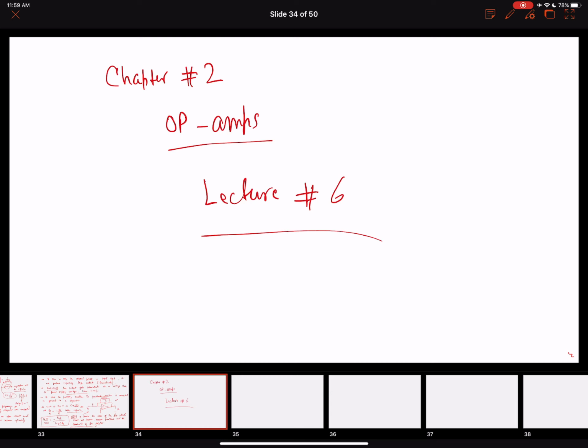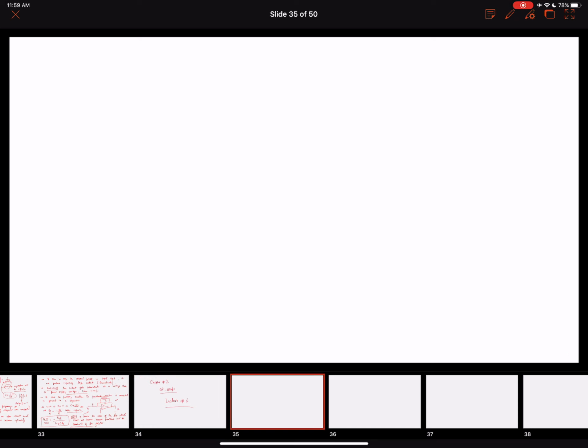We are talking about applications of the inverting configuration, and today we are going to discuss the last application and then we will move to the non-inverting configuration. In the last lecture we talked about how we can do the time integral of an input signal using the inverting configuration. Today we are going to talk about how we can do a time differentiation of the input signal using the inverting configuration.